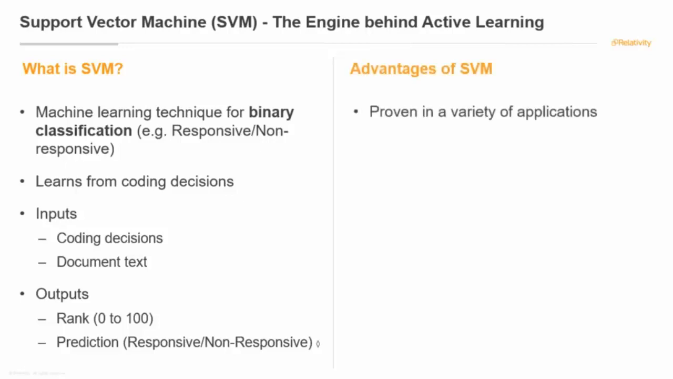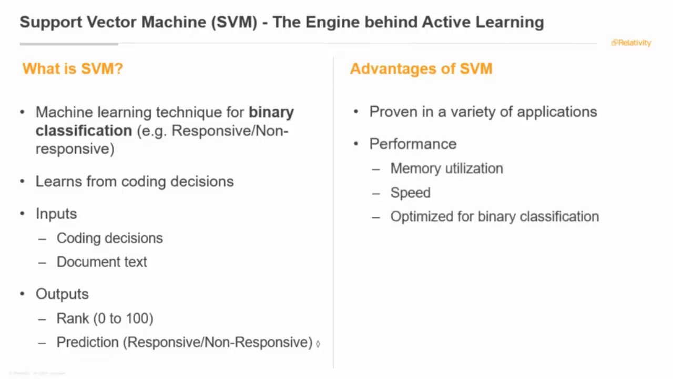So why do we choose this classifier? Why do we choose this product? We did not invent it. It's something that's very prevalent in the world of machine learning and classification. It's been proven in a variety of applications, both inside and outside of text classification. And some things we like about it: it performs well, it's fast, it does one thing and it does that one thing really well.